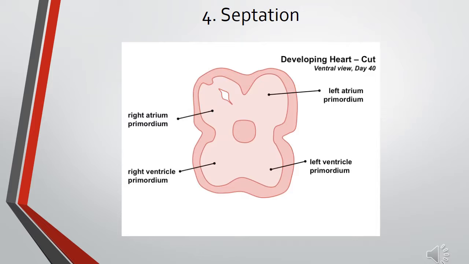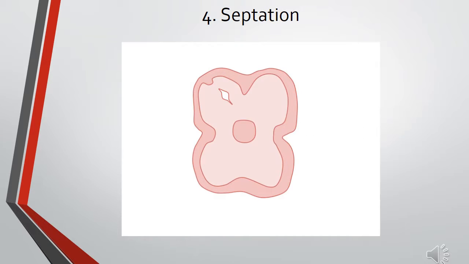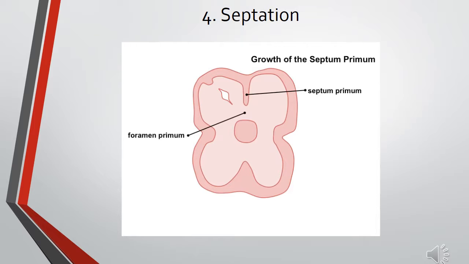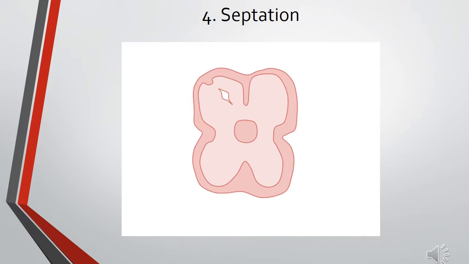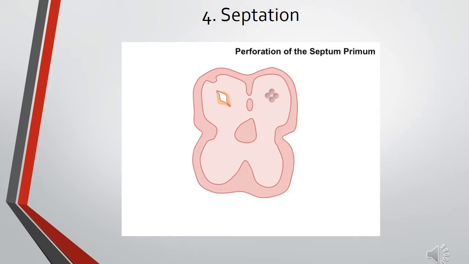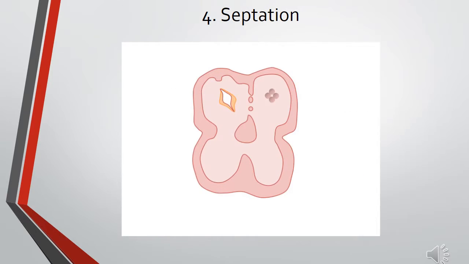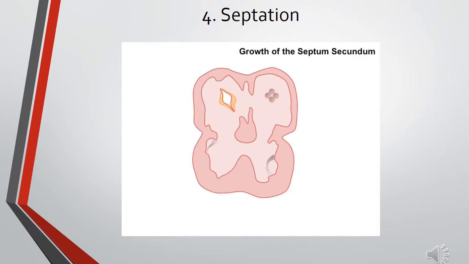Apoptosis-induced perforations appear in the center of the septum primum to produce the foramen secundum. At this point, the muscular septum secundum grows immediately to the right of the septum primum and gradually overlaps the foramen secundum.